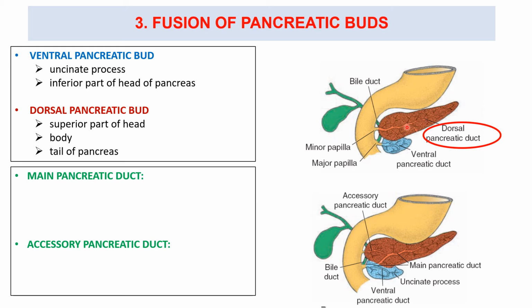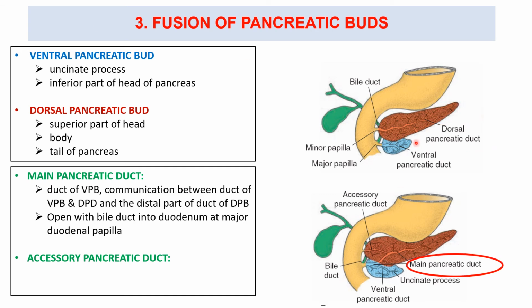The dorsal pancreatic bud will form the superior part of the head of the pancreas, the body of the pancreas, and the tail of the pancreas. As we said, the ductal systems of both the dorsal and the ventral pancreatic buds are also going to fuse. So this leads to the formation of the main pancreatic duct.